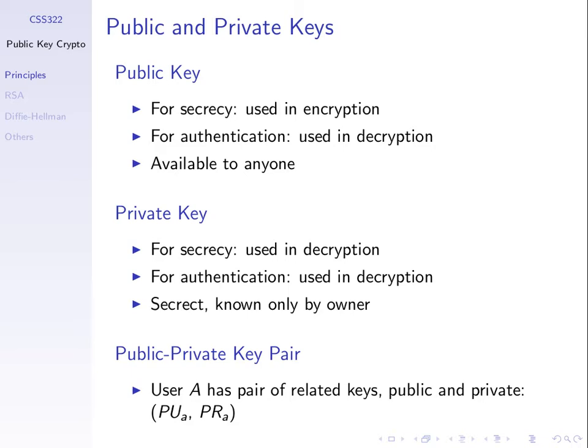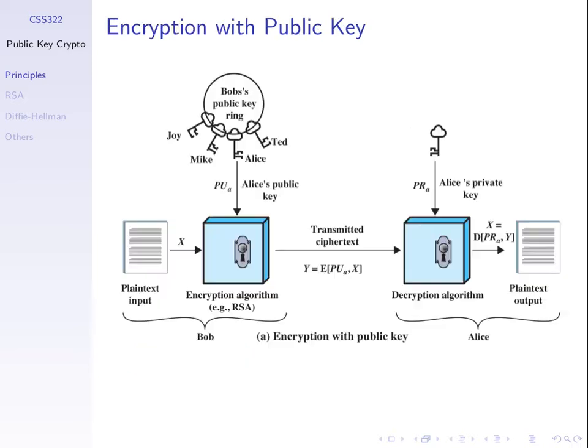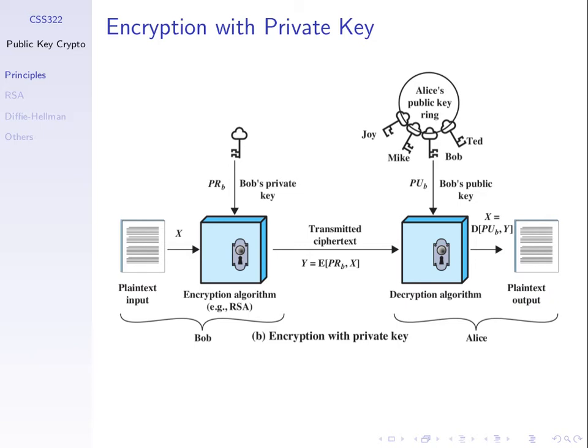This, for private key, for authentication, which was the second diagram, is used in encryption. So for authentication, we encrypt with a private key, decrypt with a public key. So for secrecy, public key and then private key, that's this case. Authentication is this second case, private key, then public key to decrypt.